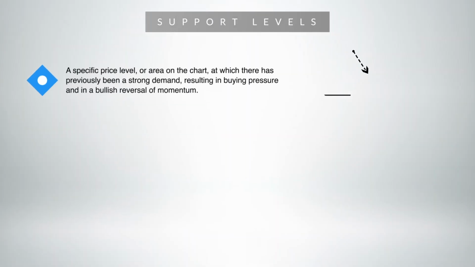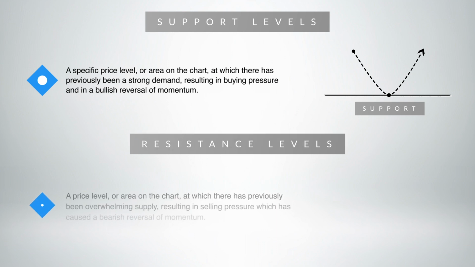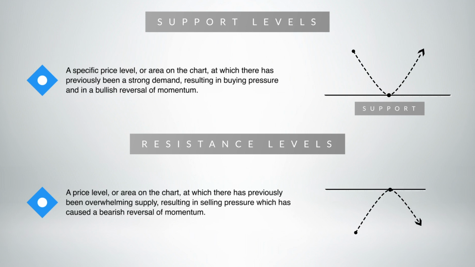A support level refers to either a specific price level or area on the chart at which there has previously been a strong demand, resulting in buying pressure and in a bullish reversal of momentum. Alternatively, a resistance level refers to a price level or area on the chart at which there has previously been overwhelming supply, resulting in selling pressure, which has caused a bearish reversal of momentum.